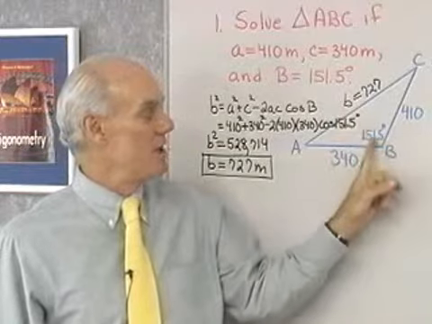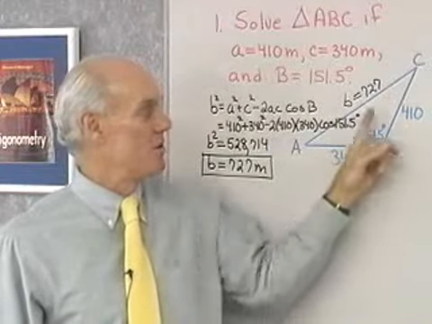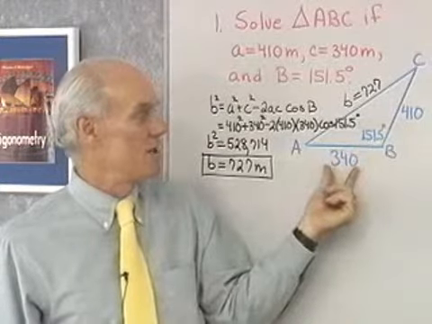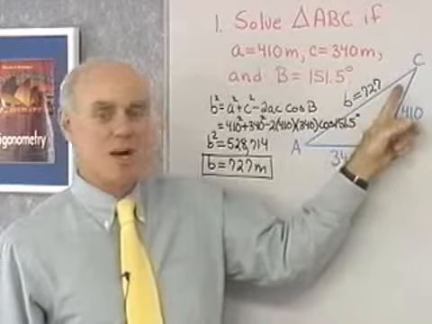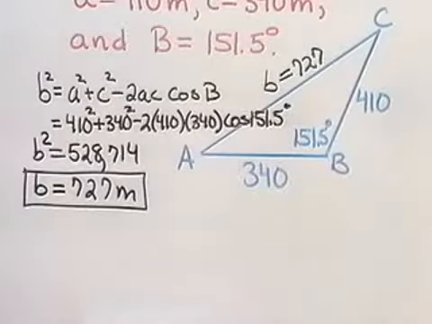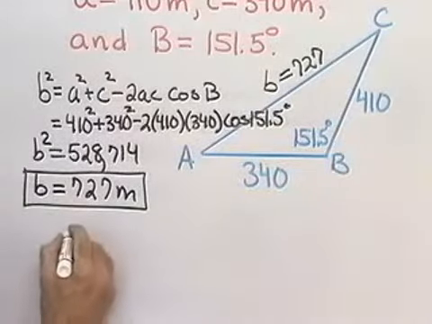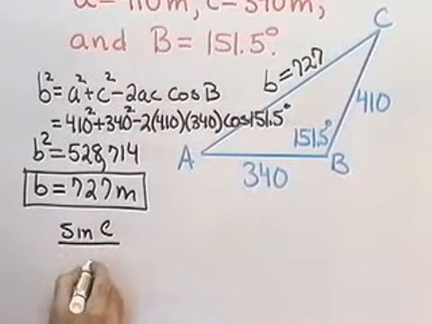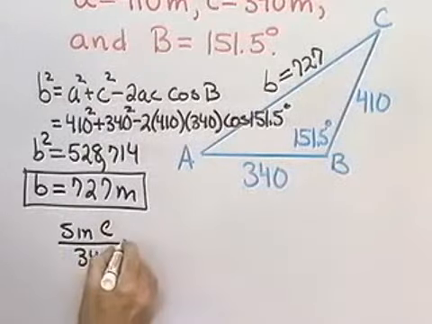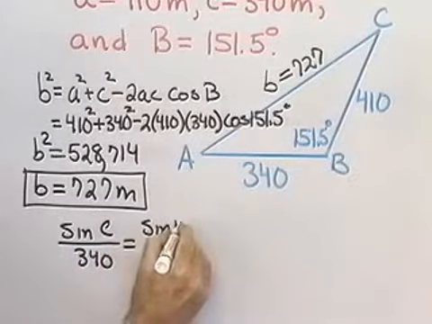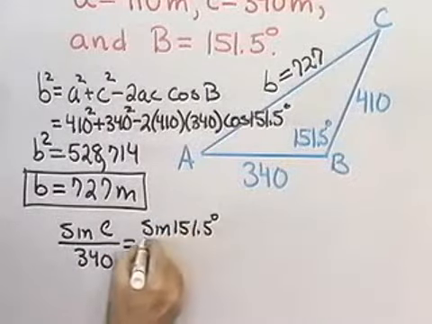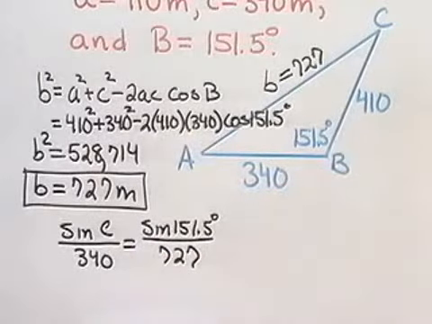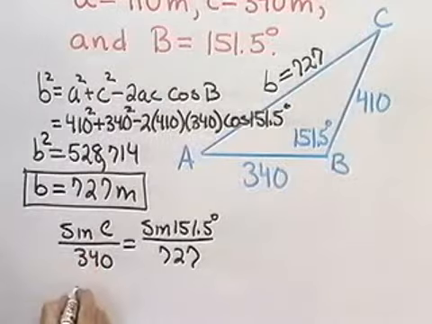Now I have side B, the angle opposite. I can solve for either one of these two angles. Since I have a choice of which angle to solve for using the law of sines, let's use the law of sines to solve for angle C first. So using the law of sines, sine C, which is what I'm looking for, is to side C, 340, as the sine of 151.5 degrees is to 727. So I set up my law of sines that way. Solve for sine C.